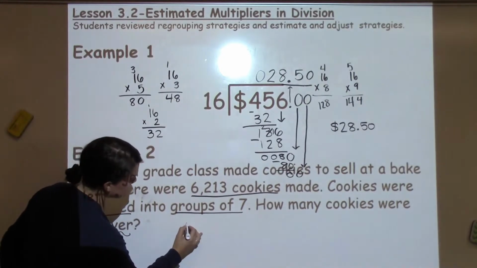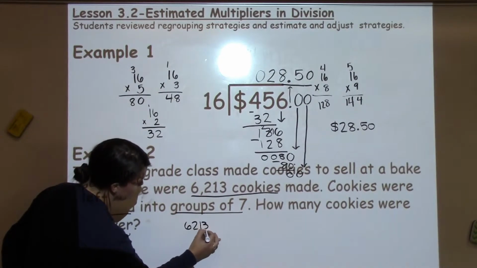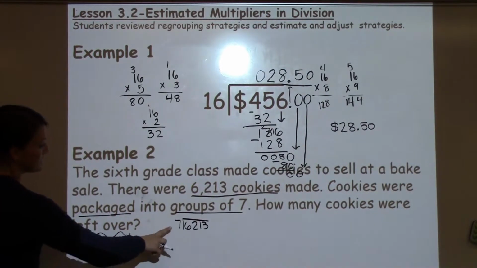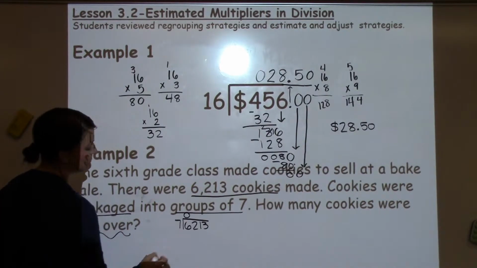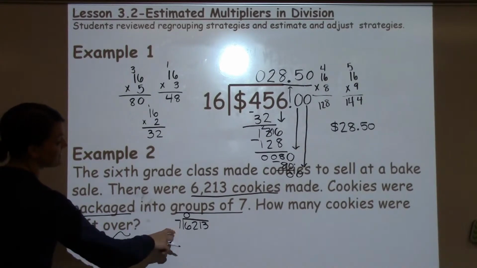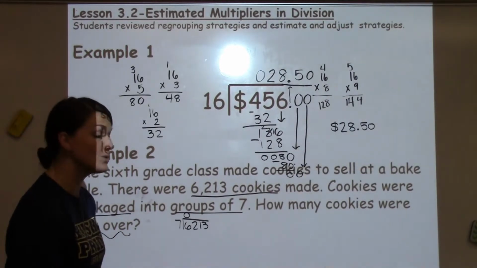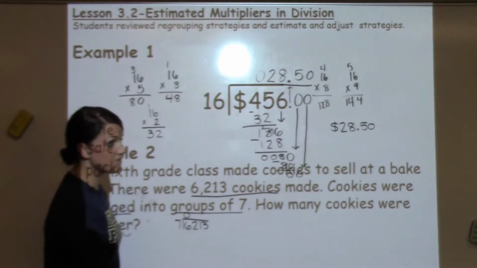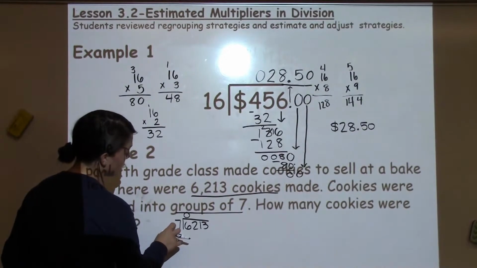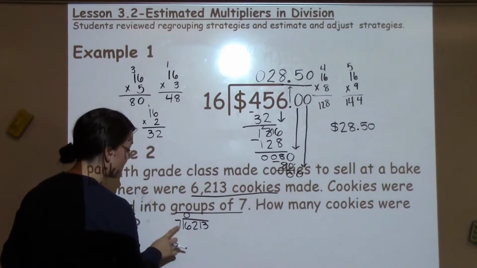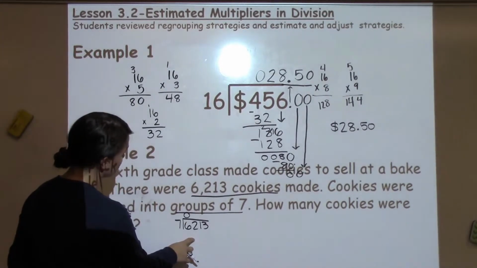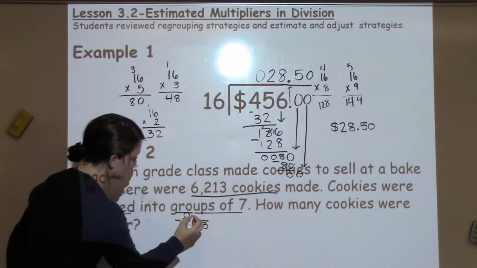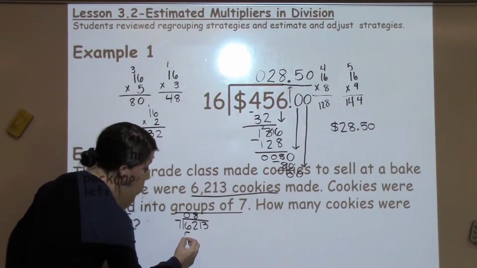So I've got 6,213 divided by 7. I know that 7 cannot go into 6 because it is bigger than 6. So now I have to think, 7 times what gets me close to 62? Well, I know that 7 times 5 is 35. And I know that 7 times 8 is 56, which is really close. And 7 times 9 is 63, which is just a little too much. So I'm going to stick with 8.